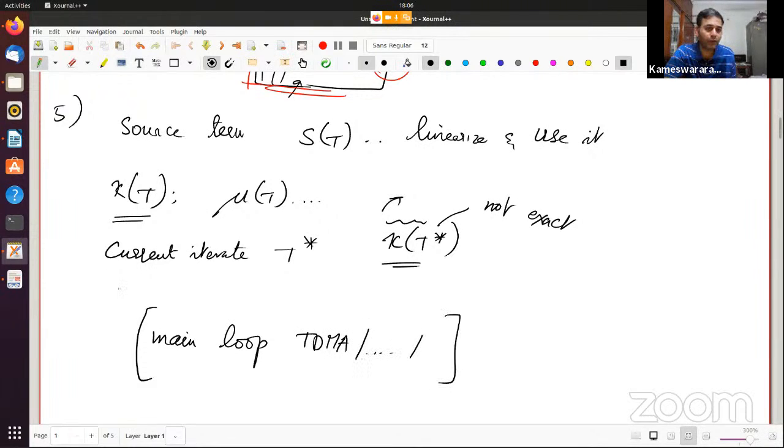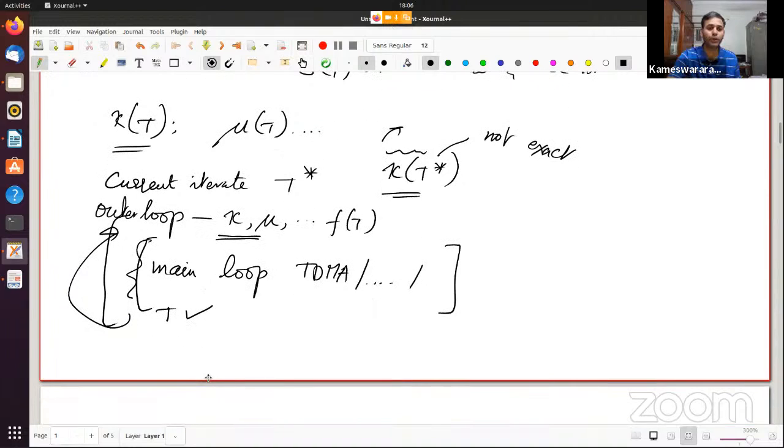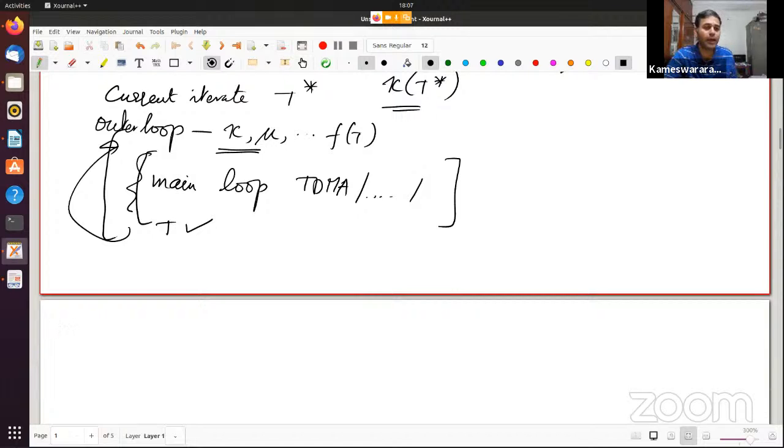You have to bring in a second loop on top of this, which is called an outer loop. And in the outer loop, you would calculate your properties such as K, mu, etc., which are nonlinear functions of temperature, and you keep these fixed throughout this inner loop. Then when you go back, you recalculate them based on the temperature that you obtained here. Okay, so that's how you're going to do it. You will not linearize it. Rather, you're going to do it by introducing an outer loop.